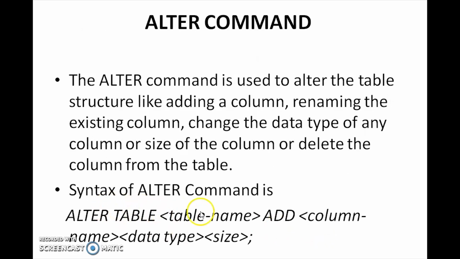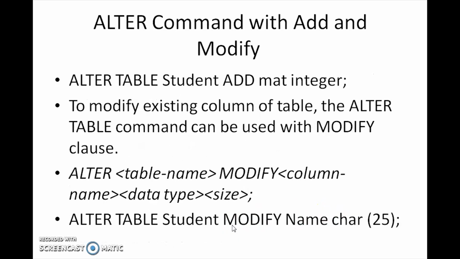The syntax for the alter command is alter table, and then I have to give the table name, that is, which table I am going to alter. First let us see adding a column: add column name, data type, size. If I want to give a new column, I have to give the column name, specify its data type, and specify its size also. So alter table name, add column name, data type and size. Let us see the example.